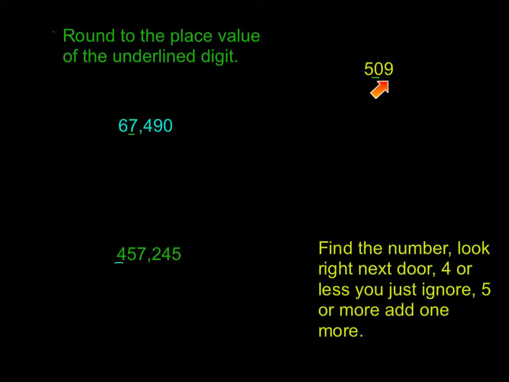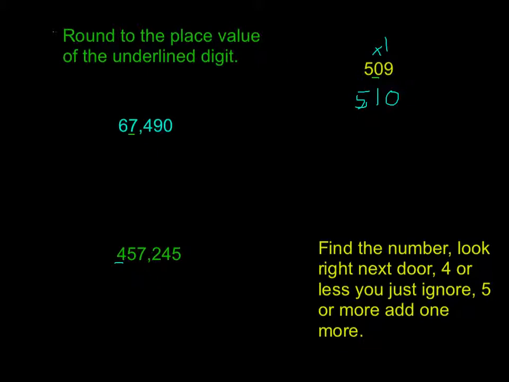If it's 4 or less, we ignore. If it's 5 or more, we add 1 more. As we can see, 9 is more than 5, so we're going to add 1 more. So we're going to add 1 to our 0 there. So 0 plus 1 is 1. We're going to drop down our 1. Anything to the right then turns into a 0. And anything to the left we drop straight down. So our 5 drops straight down. So we get 510. So 509 rounded to the nearest 10 is going to be 510.